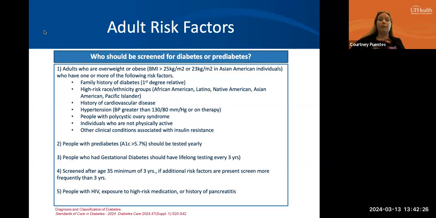People with pre-diabetes need to be screened annually because they're in a higher risk category for developing type 2 diabetes. Individuals who've had gestational diabetes in the past need to be screened lifelong, a minimum of every 3 years. And then anybody who has any additional risk factors, with a history of pancreatitis or anything like that.